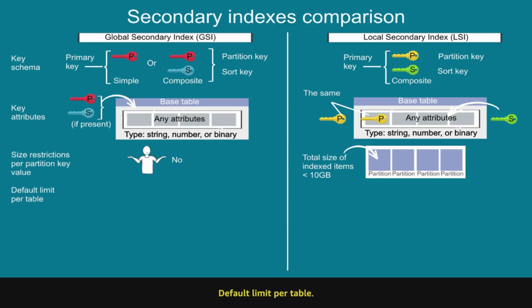Default limit per table. You can create up to 20 global secondary indexes per table. For local secondary indexes, you can create up to 5 per table.